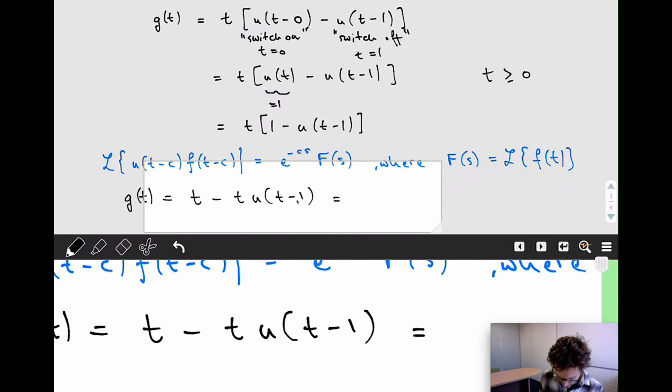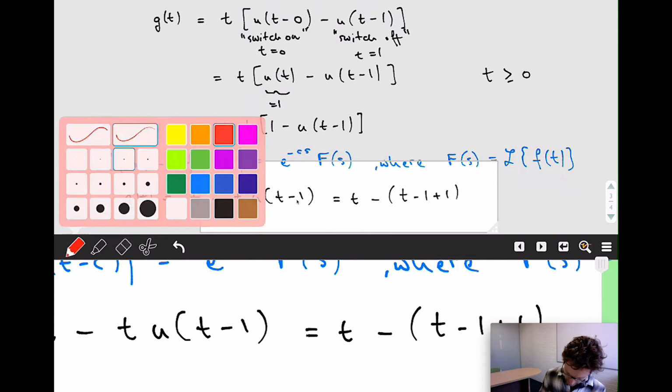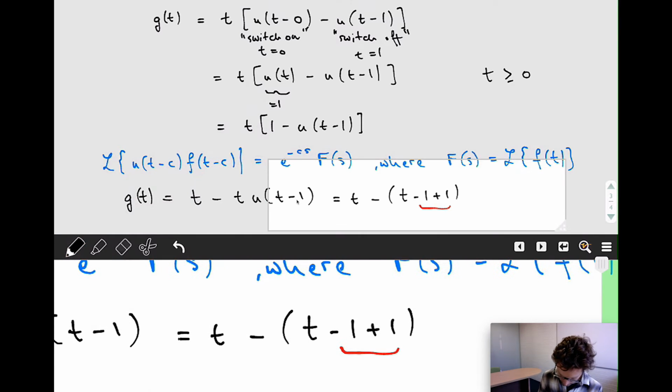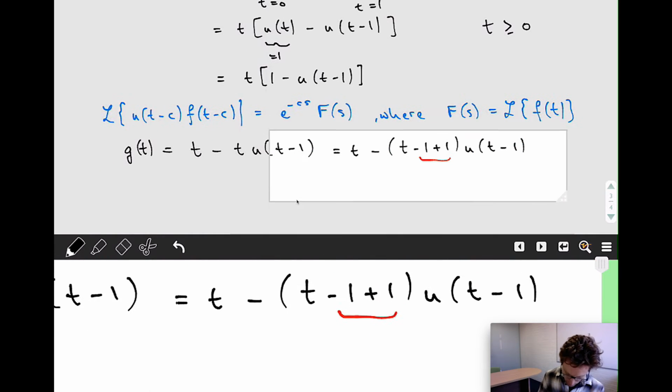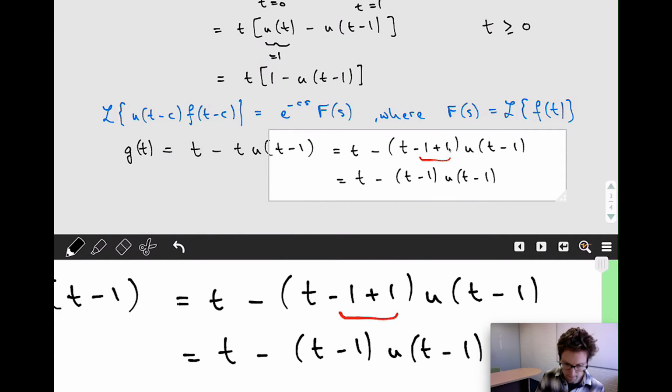So what I'm going to do is use a little trick here. I'm going to write t as t minus 1 plus 1. So I've just added and subtracted the same number. Obviously that doesn't change my answer. And then I'm going to pull that number 1 out. So I've got (t minus 1) u(t minus 1), and I've got minus 1 times u(t minus 1).